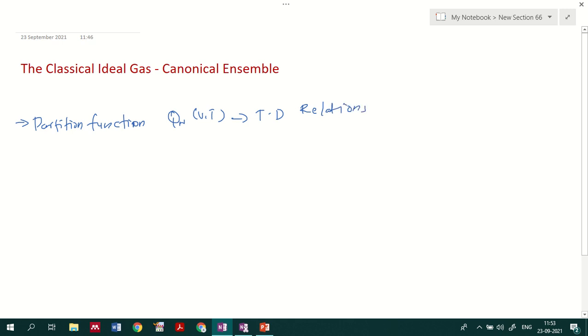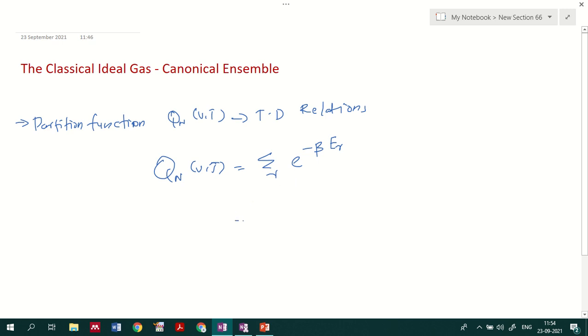Once you get the partition function, then we can derive the different thermodynamic relations from it. In the last class we have done how to identify different thermodynamic relations from a given partition function. Now, the partition function we usually represent as Q_N(V,T) equals sigma over r of e raised to minus beta E_r. This is how we normally represent the partition function for any case.